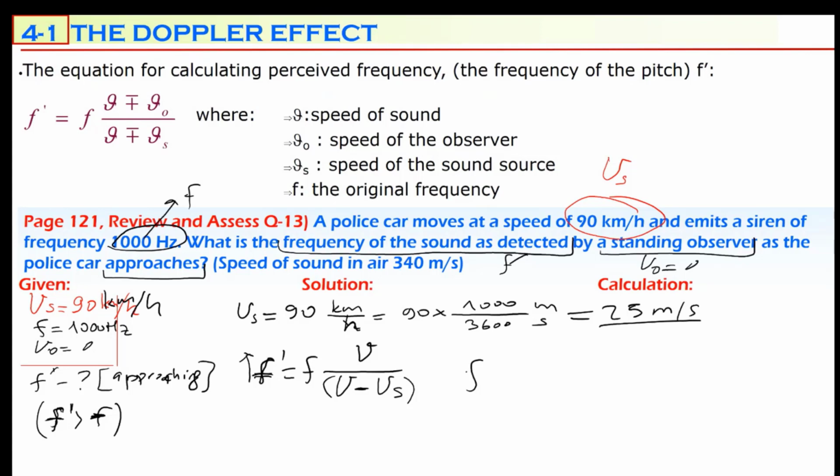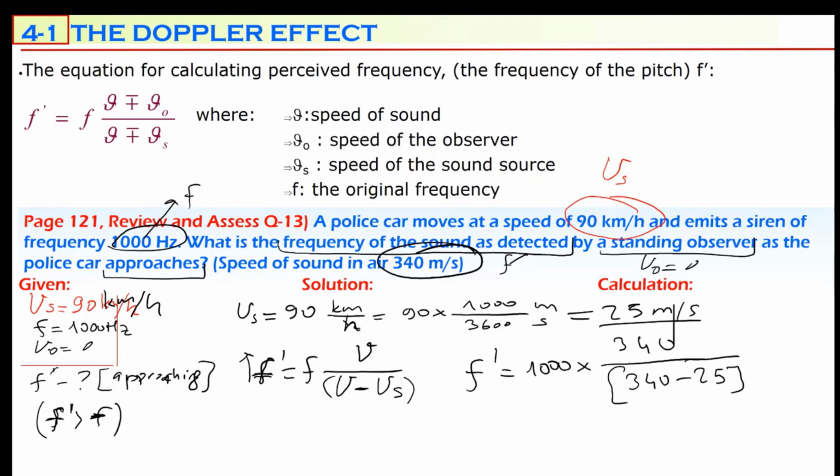Now I will calculate F prime. F prime is equal to F, which is 1000, multiplied by the speed of sound in air, given as 340. It will be given in the question, don't worry. And 340 minus 25, in brackets. The answer is 1080. So the frequency detected by the standing observer is 1080 Hertz. Is it correct according to this? Yes, because 1080 Hertz is greater than 1000 Hertz. Yes, I got the correct answer.